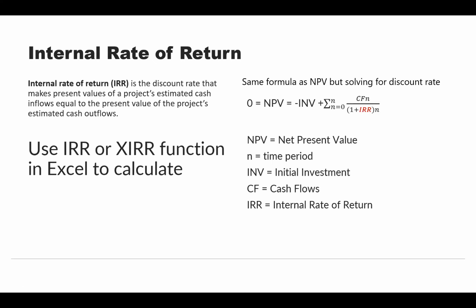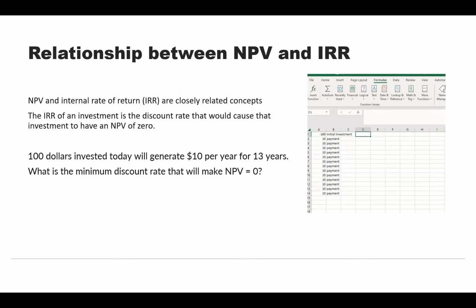It's kind of used to set a floor, and then you can see whether or not you think that's reasonable. So they're very closely related. For example, if you have $100 invested today and it'll generate $10 a year for 13 years, I've got my initial investment of 100 and my 13 years of $10 payments. What's the minimum discount rate that'll make my net present value equal 0?